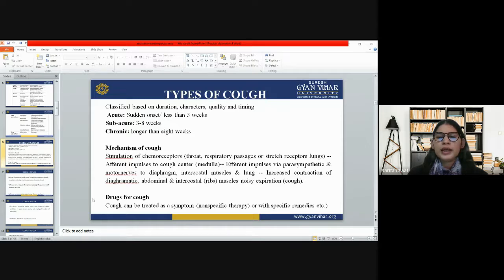Whenever any person is suffering from any severe disease and the symptom comes out as a cough, we have to use the symptomatic treatment for that coughing. So for that we mainly use specific remedies and specific therapies.